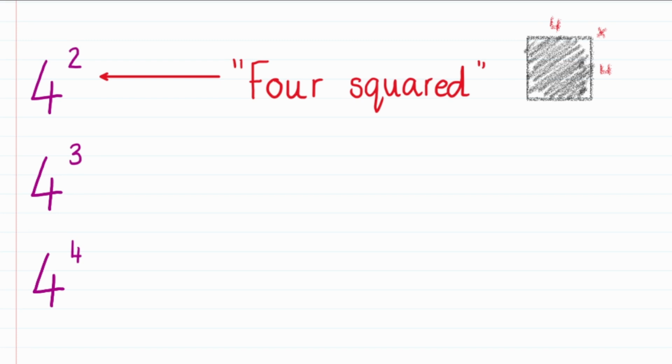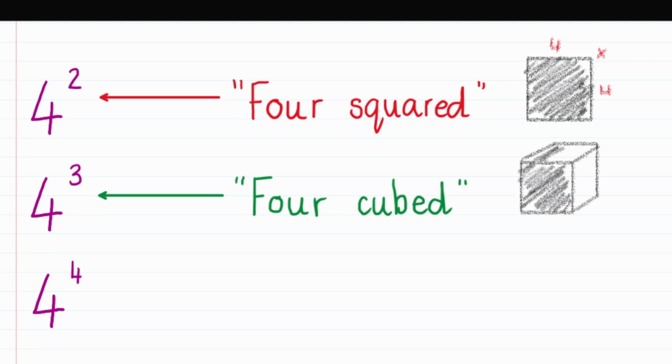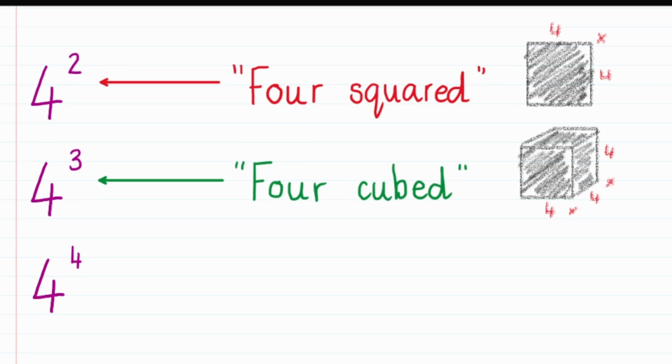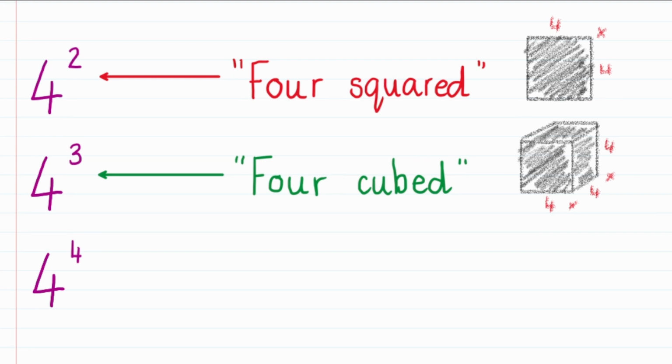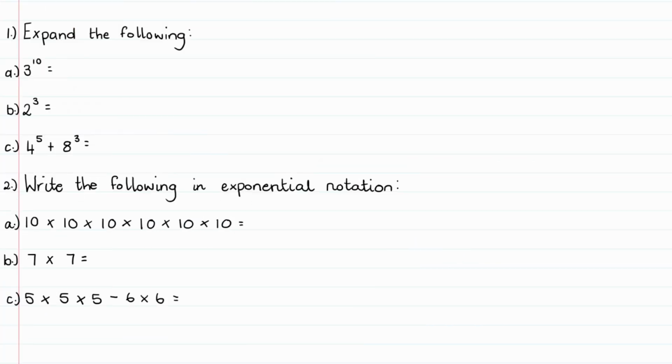When we have a number with a little 3 above it, and in this case I've got a 4 with a little 3, we read this as 4 cubed. If we were to have a look at a cube, we would see that it has 3 dimensions or 3 measurements. This is why when we see a number with a 3 as an exponent, we call it cubed. Anything higher than the number 3, we would read it as to the power of. So for example, in our last exponent, we have 4 to the power of 4. Pause the video and try the following on your own.